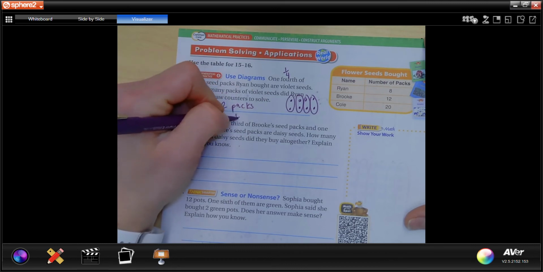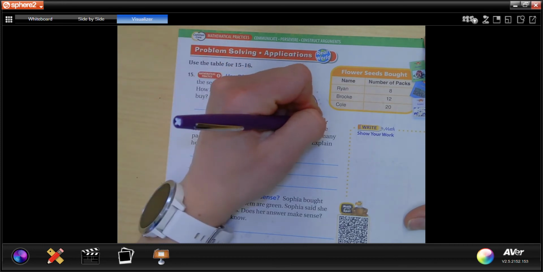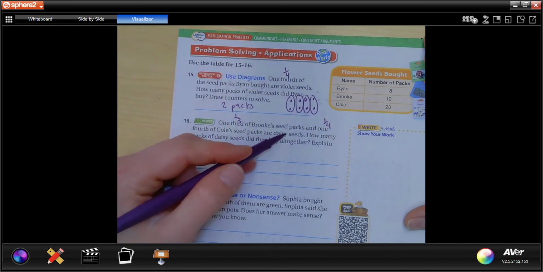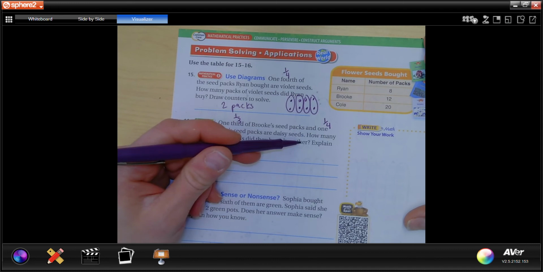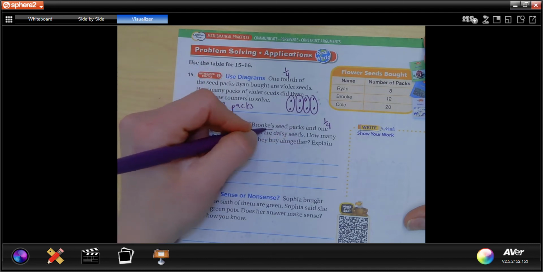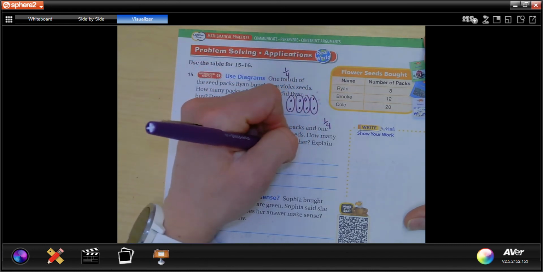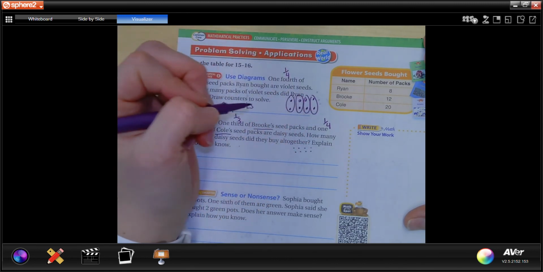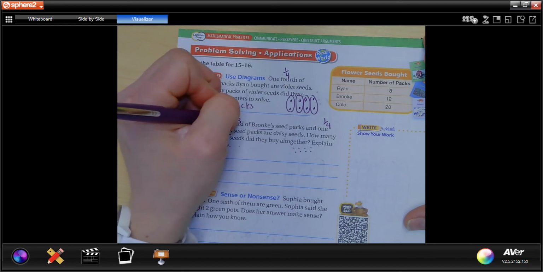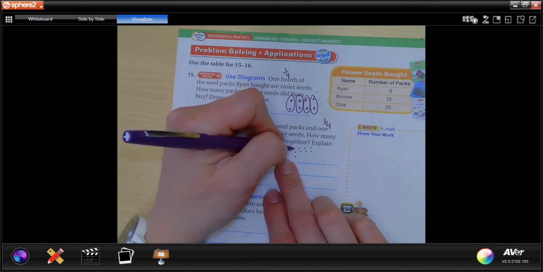1/3 of Brooke's seed packs and 1/4 of Cole's seed packs are daisy seeds. How many packs of daisy seeds did they buy altogether? Okay, so 1/3 of Brooke's and 1/4 of Cole's. So 1/3 of Brooke's, so Brooke bought 12. 1, 2, 3, 4, 5, 6, 7, 8. We know that we need 3 groups for Brooke. So 1, 2, 3. We're going to do it this way instead from the side. So 1, 2, 3, 4, 5. Wait.